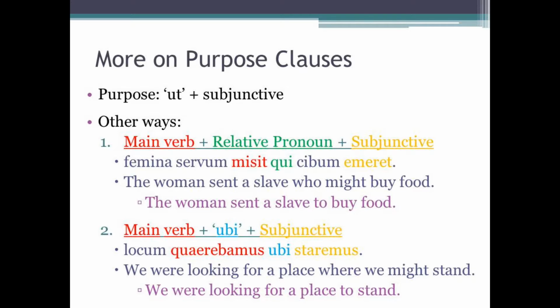So in this example, locum quaerebamus ubi staremus. Quaerebamus is your main verb, ubi is in the sentence, and staremus is in the subjunctive. And this is literally translated as "we were looking for a place where we might stand", but more naturally as "we were looking for a place to stand."